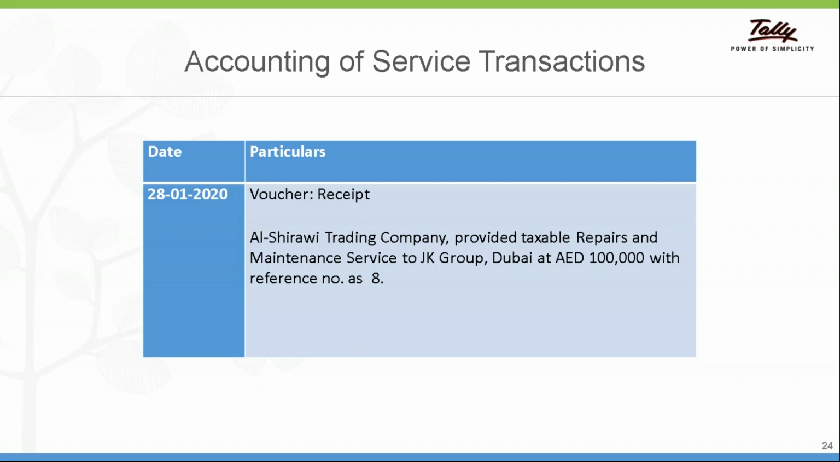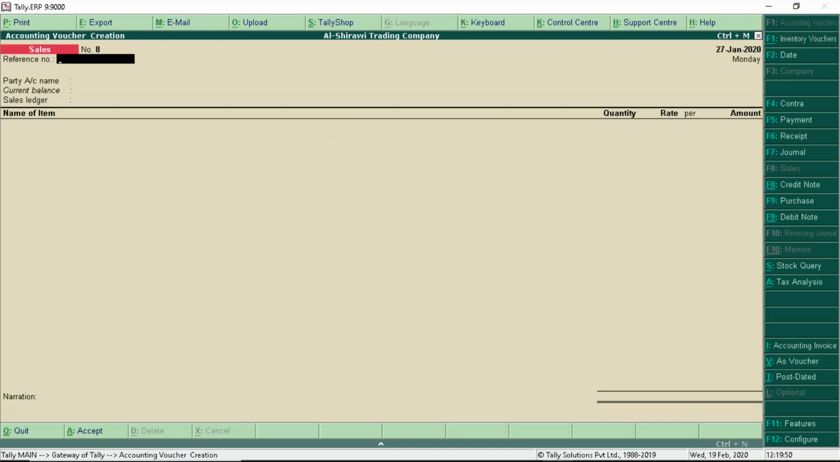So here the transaction is Al Sharawi Trading Company provided taxable repairs and maintenance services to JK Group, Dubai at AED 1 lakh with reference number 8. So in order to record this transaction, we require two ledgers to be created. One is repairs and maintenance service. The other one is JK Group. So we are making a sales.